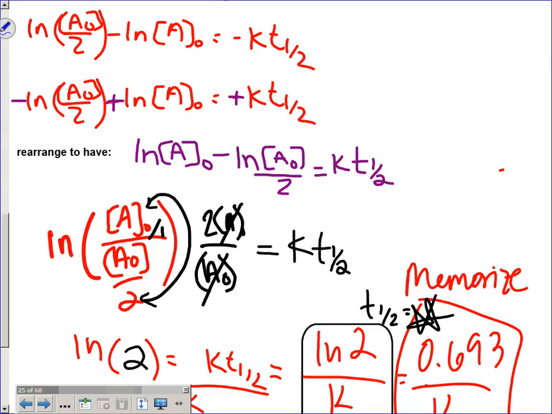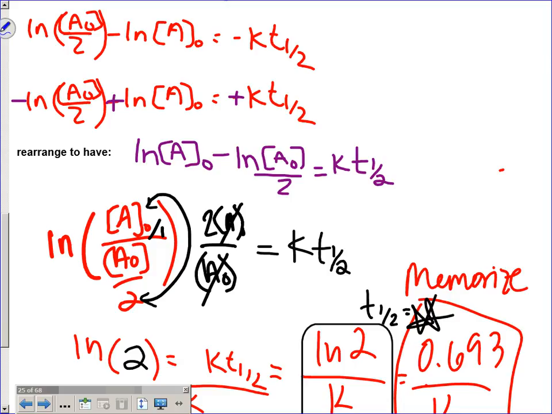So I have taken my ln of A naught, which is my initial, minus ln of A2, which is now divided, because that's how you bring your ln's together here. You guys picking up what I'm putting down here? A little bit. This is k t1/2. This is my time I'm looking for.